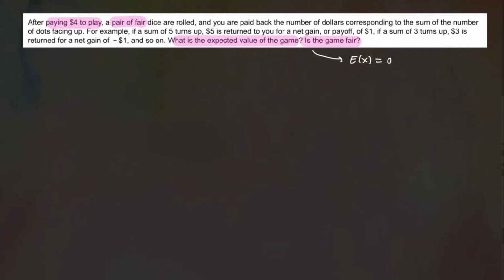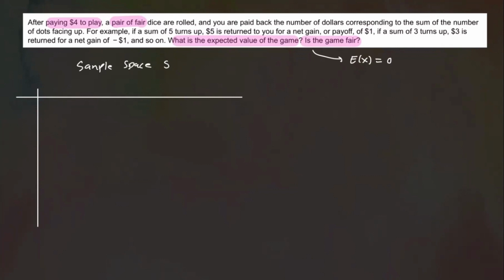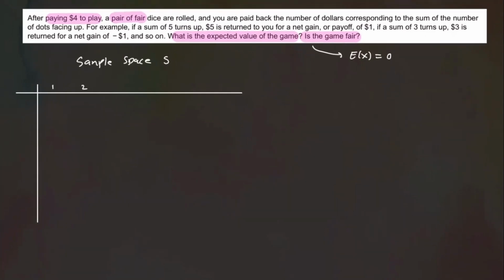So first thing we're going to write down is our sample space. We're going to roll 2 dice, so here's how the sample space will look. We'll create a table like this. This is our sample space, call it S. Let's call this 1 die. Horizontally we'll list all the outcomes on one of the dice: 1, 2, 3, 4, 5, 6. And vertically we'll write down the outcomes for the other die: 1, 2, 3, 4, 5, and 6.